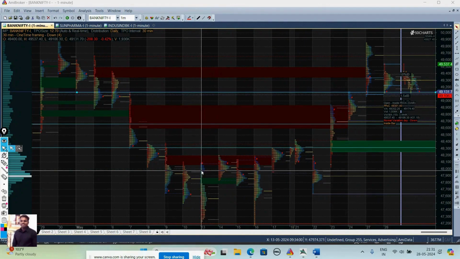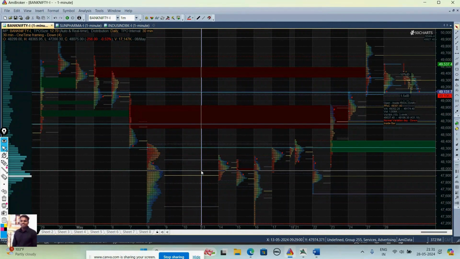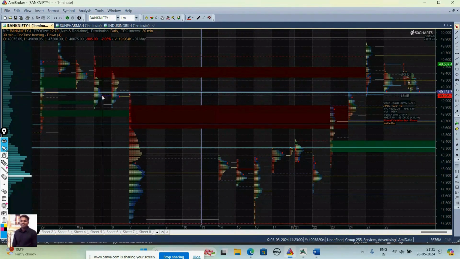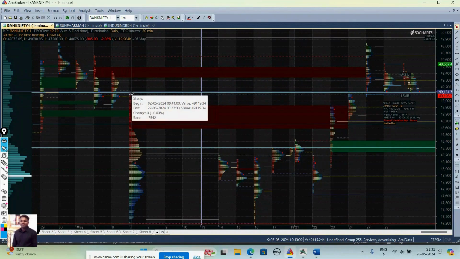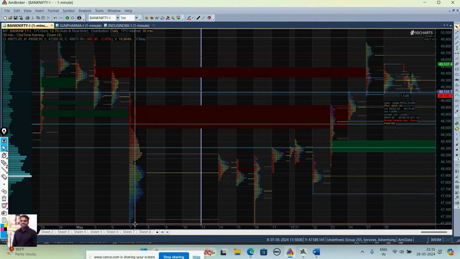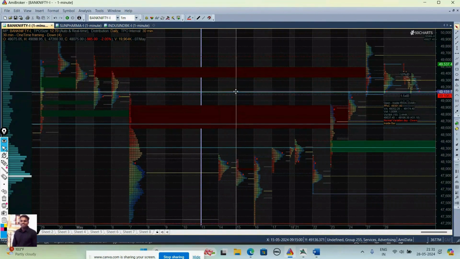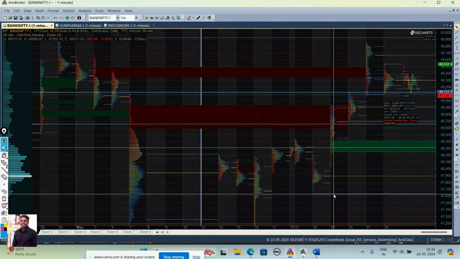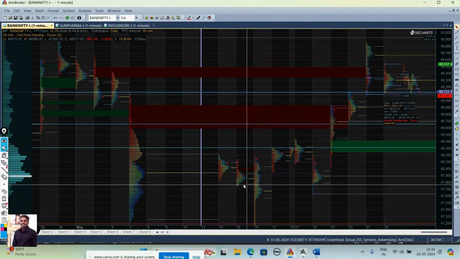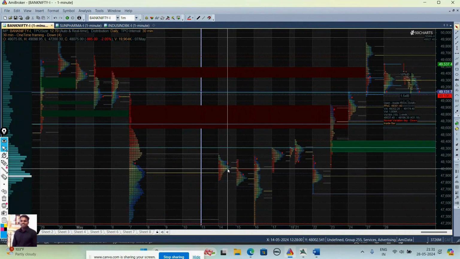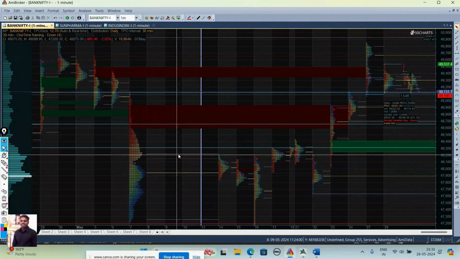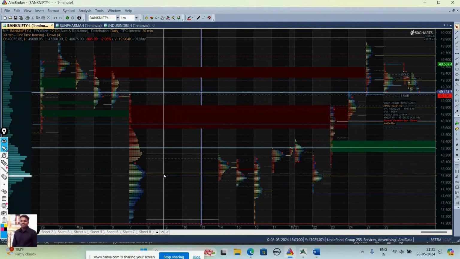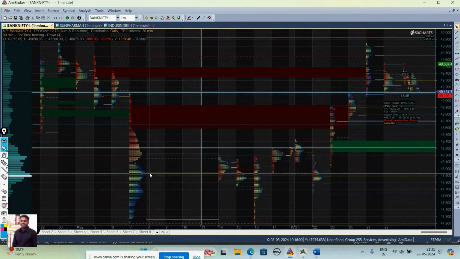So from that you have to merge the profile shapes. This is the profile shape. The auction process is taken from the bottom. This is the top, this is the bottom. So the auction process is taken from this level to this level. Then what happened? How do we fix the target? This is the center point, the POC.